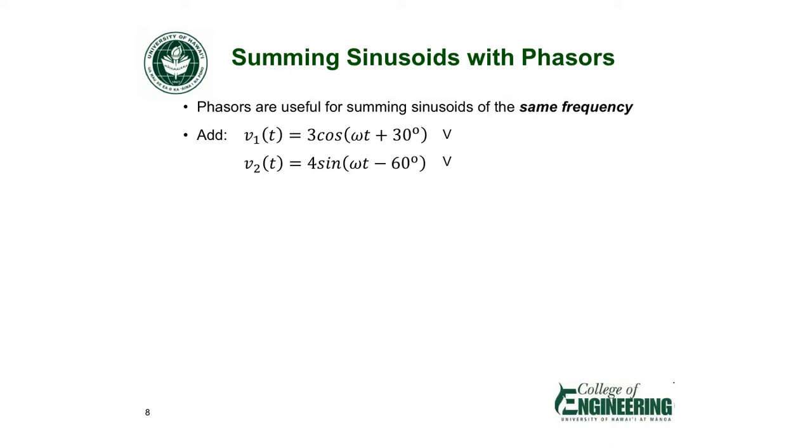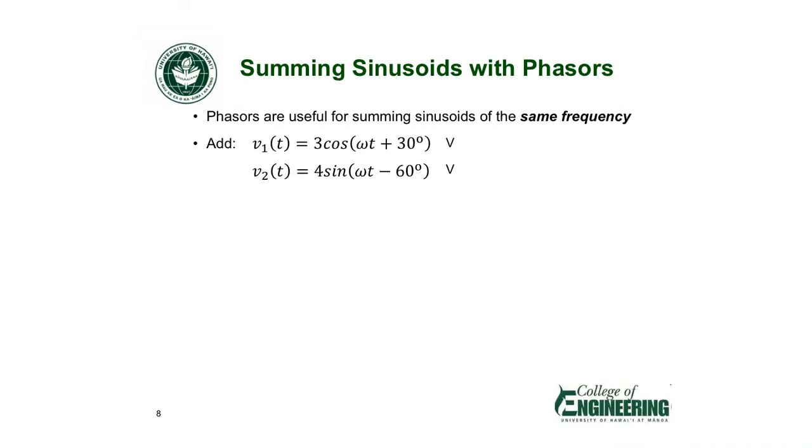Okay, so let's first convert V1 of t to the phasor form. So I need to fill in some number, and then we have the symbol for the angle, and then we fill in some number. So what's the first number?